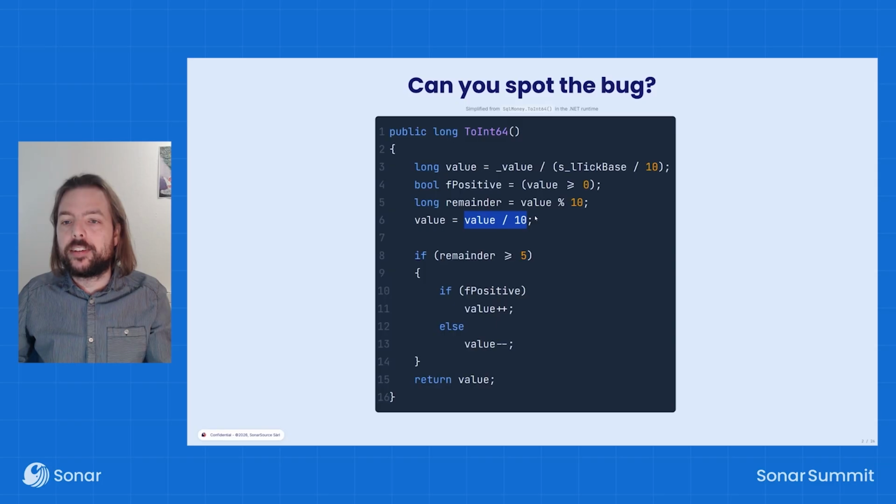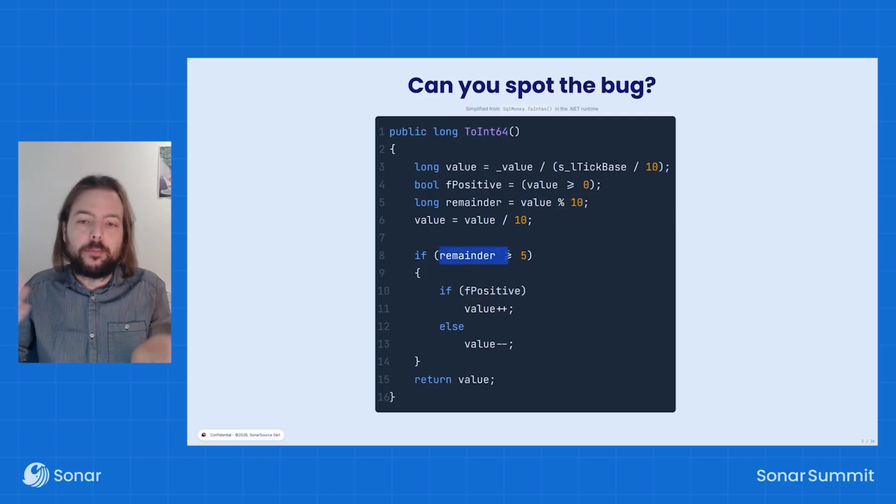So it starts here by checking if the value is positive or negative and storing the result in this variable called fpositive. And then the next step is, of course, the modulo operation, which is basically we take the value, we divide it by 10, we take the remainder and store it in this variable. Makes sense, right? Then there's the actual division by 10, and then there's the rounding. And the rounding is, of course, based on the remainder. If the remainder is equal or greater to 5, we need to round up. And if not, we automatically already round it down because of how integer division works, right?